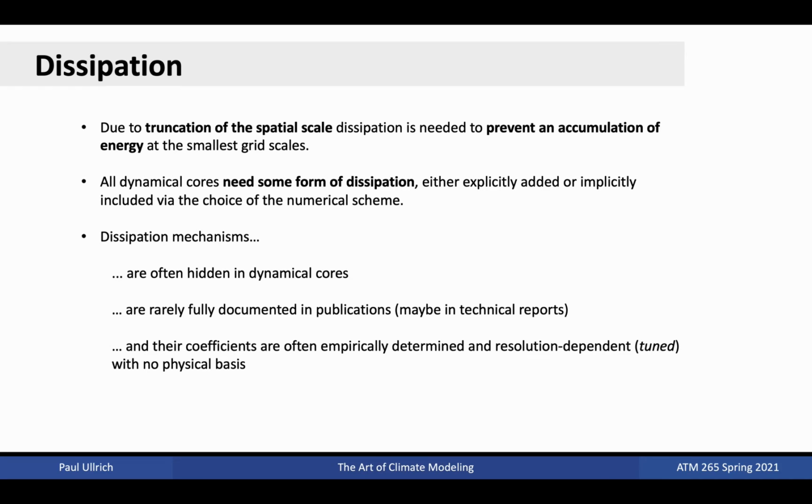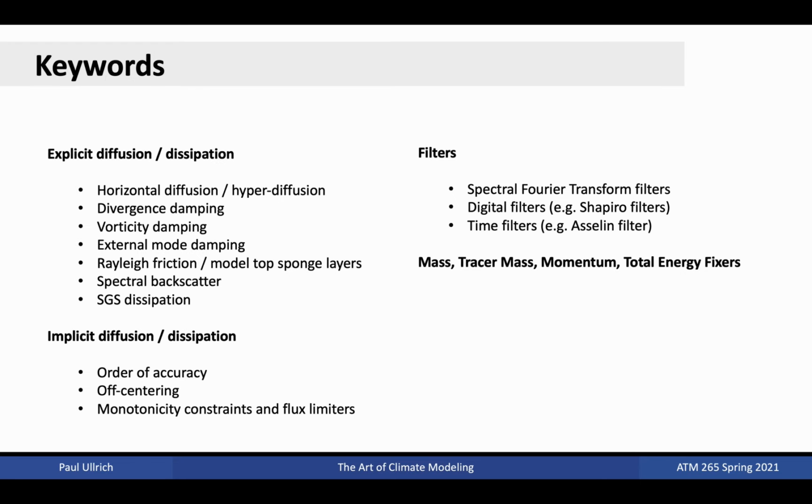Finally, the coefficients employed in numerical dissipation schemes are often empirically determined, as there exists very little theory on how to properly choose these coefficients as needed to minimize the manifestation of unphysical features in the simulation.